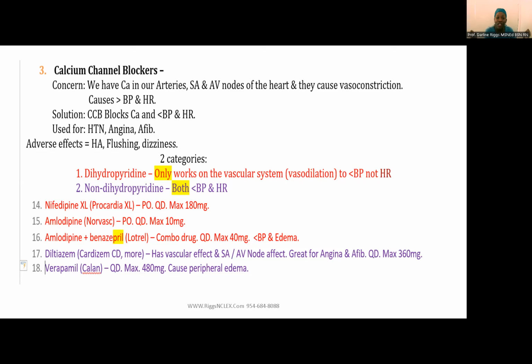So your calcium channel blockers block that calcium, literally. And because it does that, it will lower the blood pressure and the heart rate. Great for hypertension. Great for angina. Great for AFib. Okay?